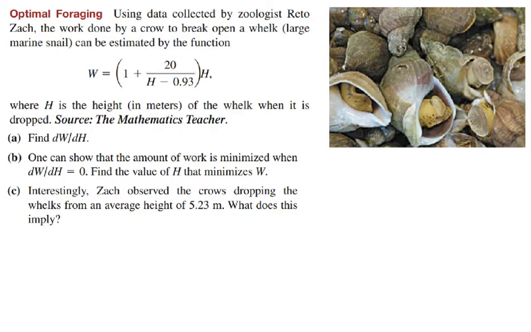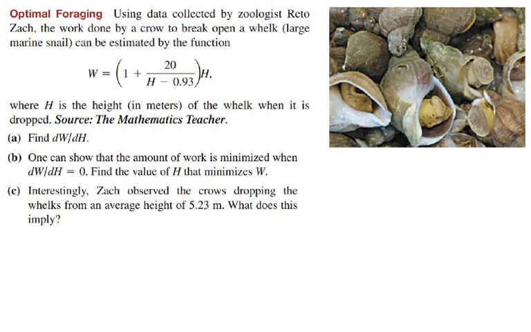So let's read the problem. Using the data collected by zoologist Rito Zak, the work done by a crow to break open a whelk, we have some pictures of whelks there, can be estimated by this function where h is the height in meters from where the whelk is dropped, and w represents work. So this is my work function.